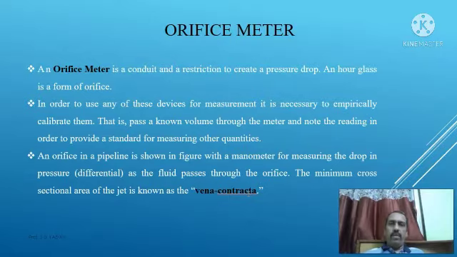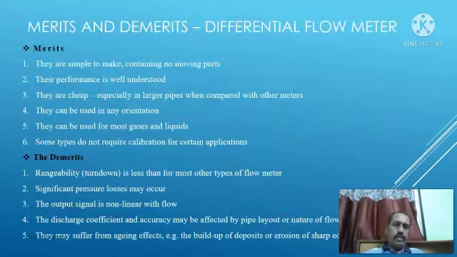Next is the orifice meter. An orifice meter is a conduit with a restriction to create a pressure drop. An hourglass is a form of orifice. In order to use any of these devices for measurement, it is necessary to calibrate them. This is done by passing a known volume through the meter and noting the reading, in order to provide the standard for measuring other quantities. An orifice in a pipeline is shown in the figure with a manometer for measuring the drop in pressure. As fluid passes through the orifice, the minimum cross-sectional area of the jet is known as the vena contracta.